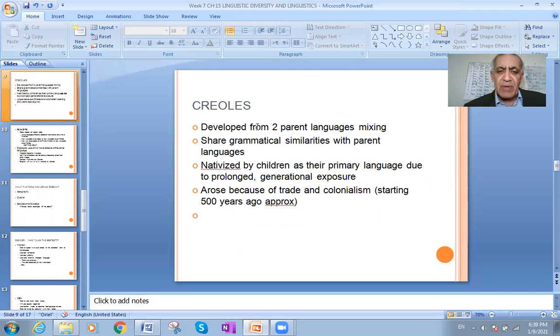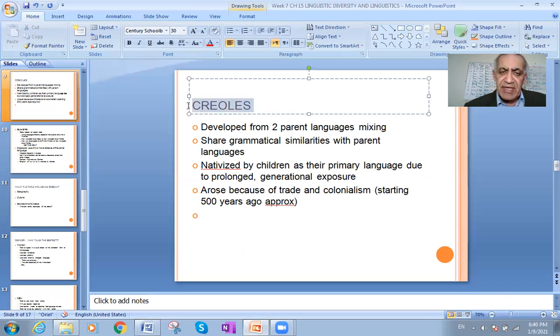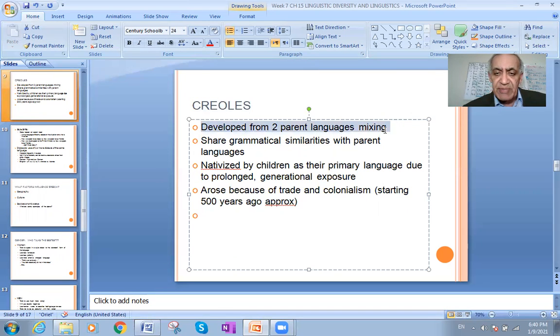So creoles developed from two parent languages mixing. Those are the people like the Canadian-born from two immigrants. The father immigrated to Canada, and the mother immigrated to Canada, and they have a kid. This kid is creole, developed from two parents' languages mixing, sharing grammatical similarity with the parents' languages, nativized by children as their primary language due to prolonged generational exposure. It arose because of trade and colonialism starting approximately 500 years ago.